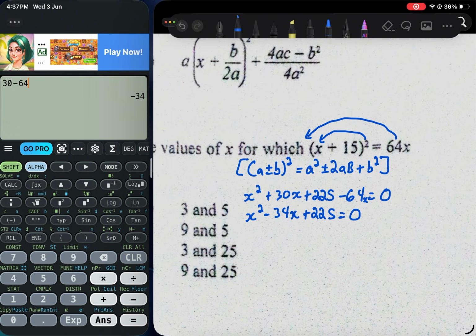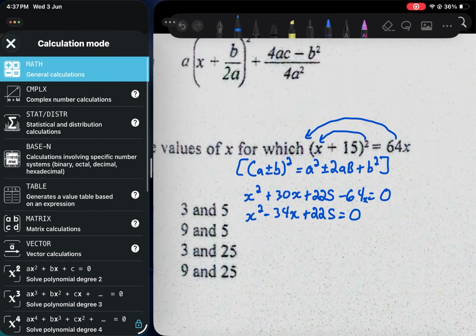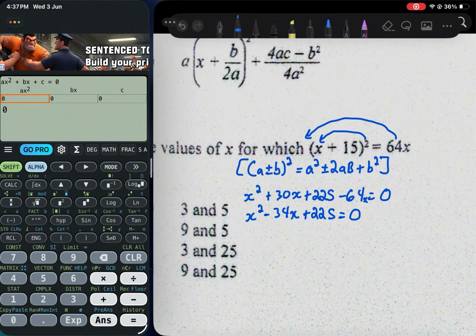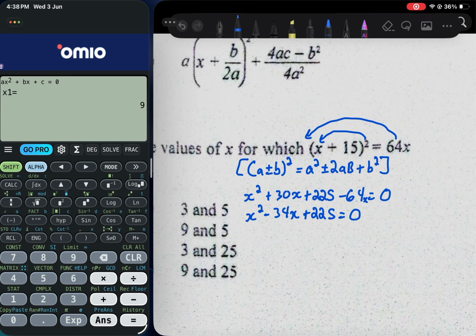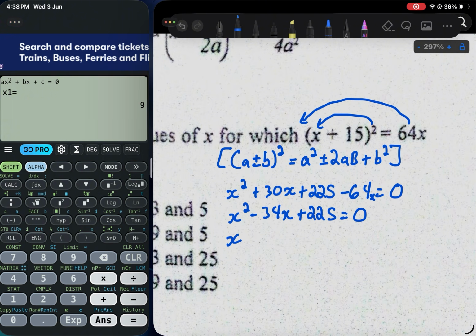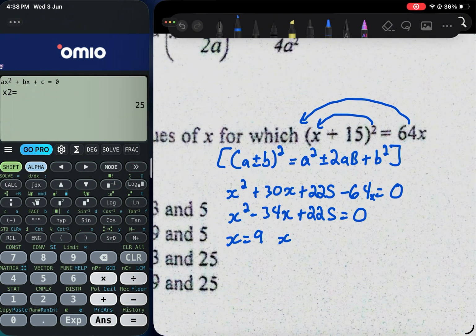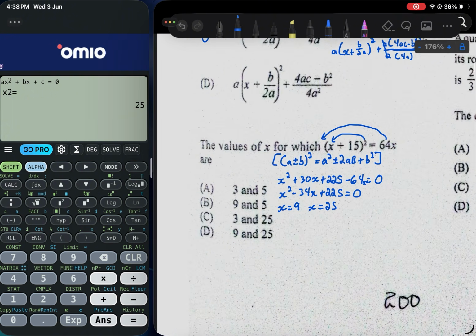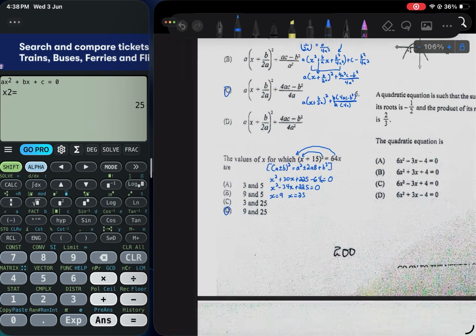Now we have a quadratic. We can find the x terms by going into mode again. You will click equation, solve polynomial degree 2: 1 for x to the degree of 2, negative 34 for x, and 225 for c. And then it tells you your x value. So x is equal to 9, or x is equal to 25. So I'd find that our values of x are D, 9 and 25.